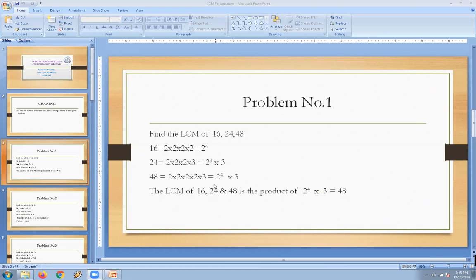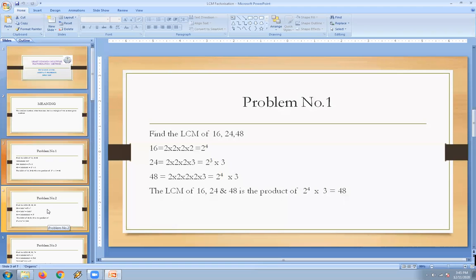It is nothing but the highest power: 2 to the power of 4 into 3 is multiplied only one time in both the cases, but if it is not there in the first case, that also should be considered. LCM means all multiples should be considered in case of factorization. Means 2 four times should be considered, 3 one time. 2 four times is nothing but 16. 16 into 3 is nothing but 48. Therefore, the LCM of 16, 24 and 48 is 48.